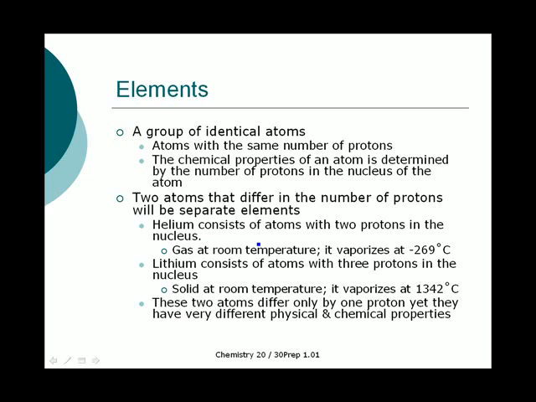It vaporizes at minus 269 degrees Celsius, and so this is the helium gas that you would use to fill up helium balloons, the balloons that float at birthday parties. If we compare that to lithium, lithium is an atom that consists of three protons in its nucleus. It's a solid at room temperature, and it vaporizes, or it turns into a gas, at 1342 degrees Celsius. So even though the two of them only differ by one proton, they have very different physical properties and very different chemical properties as well.